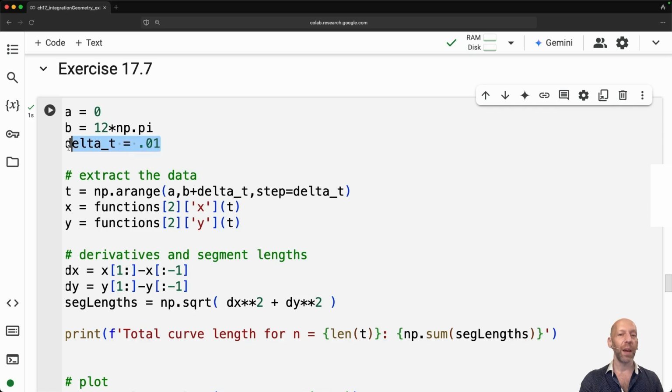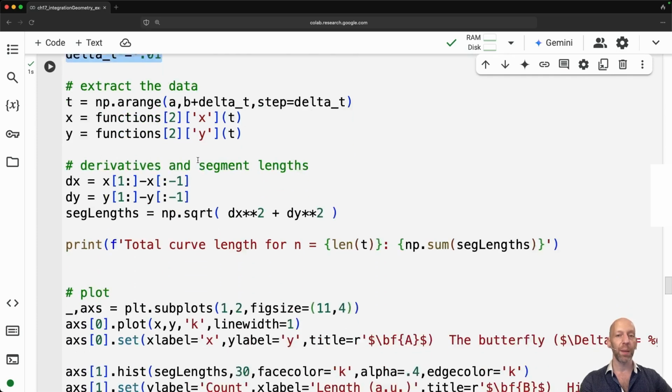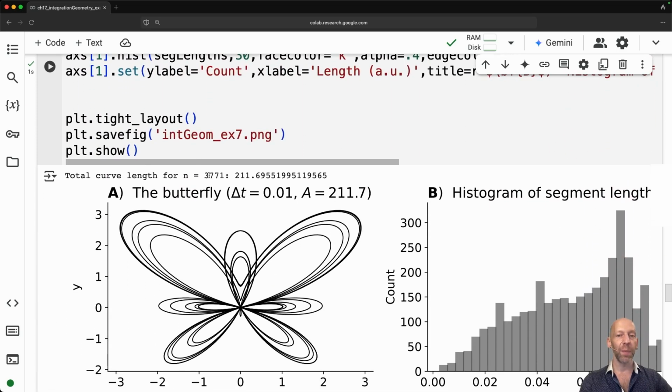This means that we now have a coarser grid on which we are evaluating this function, right? So now this function is based on fewer numerical values, still between the same bounds. So the lower and upper bounds are the same, but there are fewer points. So now there's only about 4,000 points. And actually, okay, it turns out to be almost exactly the same, still 211.